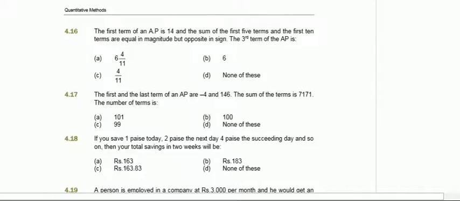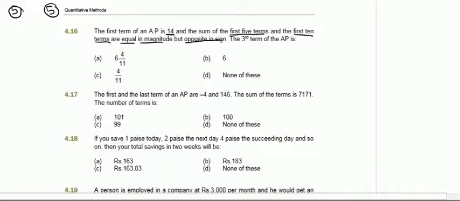4.16 says that the first term of an AP is 14, and the sum of the first 5 terms and the first 10 terms are equal in magnitude. Equal in magnitude means that if the first 5 terms sum is 5, the first 10 terms will have the sum of 5 too. The magnitude, or the quantum, or the amount will be the same, but opposite in sign.